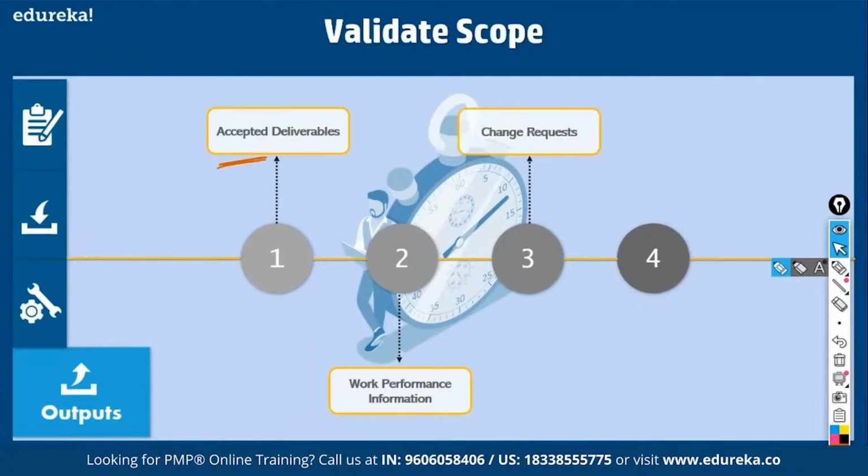Then change request. If the customer gives you sign off, it is fine. But if he says some defects are there and you have to redo it, then we have to generate change requests. A change request is a formal request through which you ask for extra time, extra money, extra people, whatever it is. You have a change control board in the organization that goes through a change request and approves it. So if your deliverable is not accepted by the customer, you have to do defect repairs, generate a change request, and get it approved. The project documents also get updated in this process. This is called validate scope.